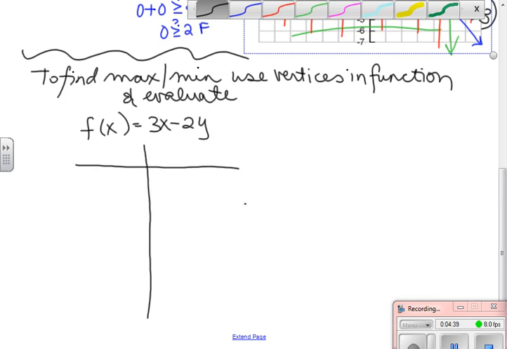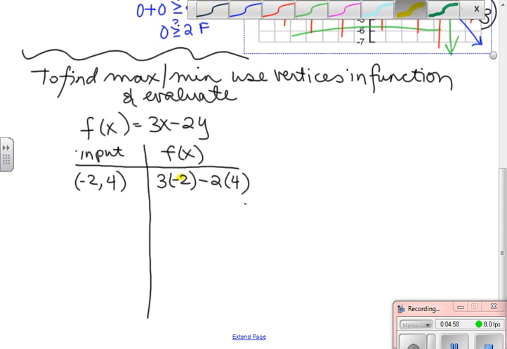So if we test our first point of negative 2, 4, that's my inputs. What is our f of x value going to be? Well, if I have 3 times negative 2 minus 2 times 4, so I just did a substitution of my key points and my variables, because those represent x's and y's, then what I get out is negative 6 minus 8, which is negative 14.